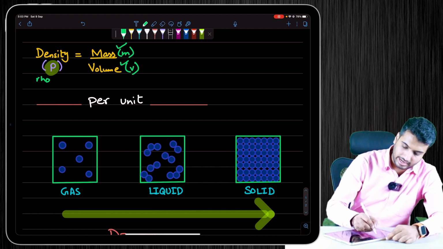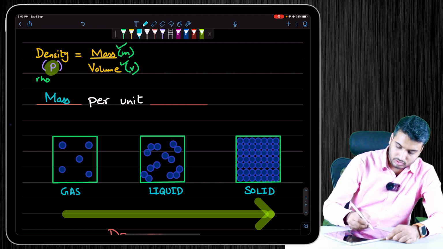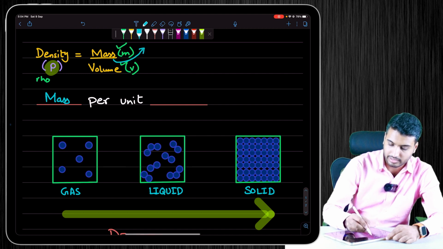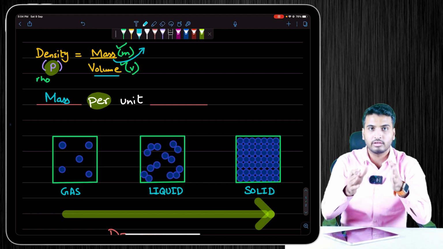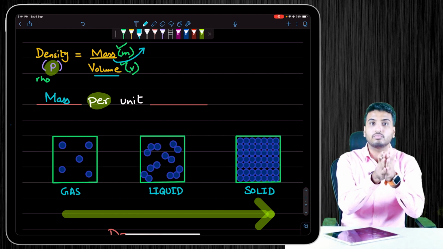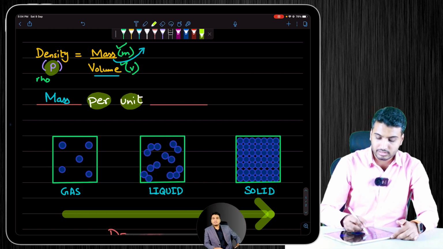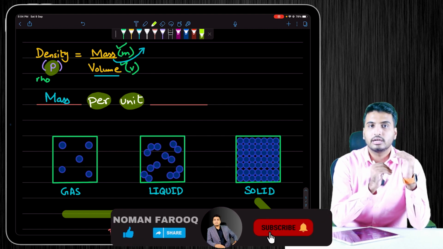mass per. The slash is read as per. This is a template for us: per is due to this slash, and whatever quantity is written in the denominator, like here we have volume, we always put unit to it. So per unit, we need to mention these two words every time we deal with fractional based definitions.